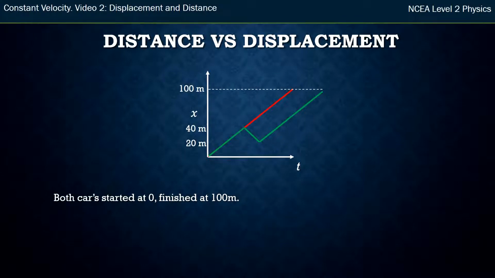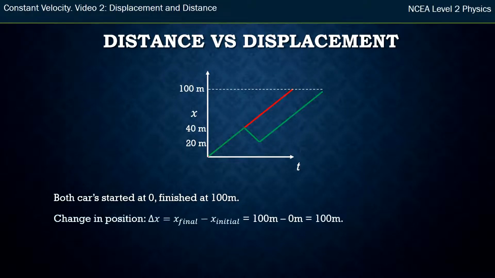So we know that both cars start at 0 and they finish at 100 meters. Both of them, their position change is the same. So change in position is ΔX. The symbol in physics for change is the triangle there, which is the Greek letter delta. So I can sometimes say triangle X, sometimes I'll say delta X. Both of them mean the same thing, change in position.